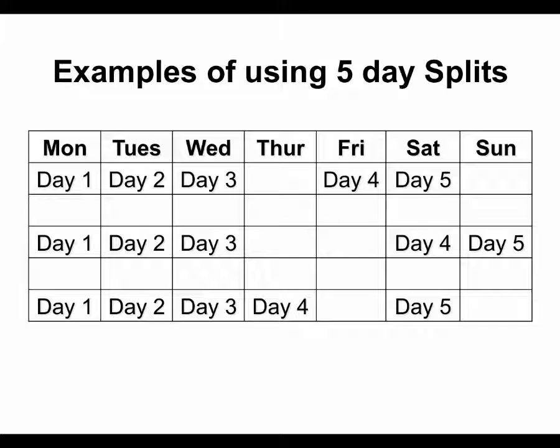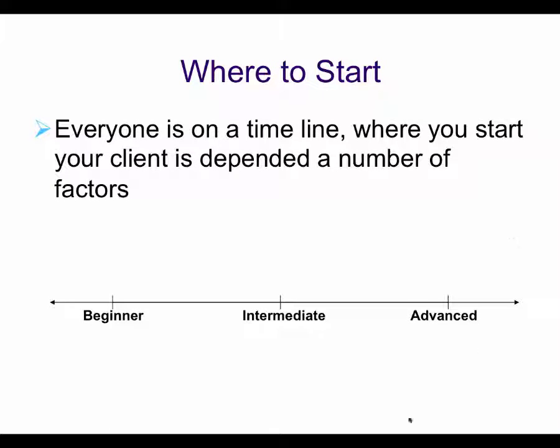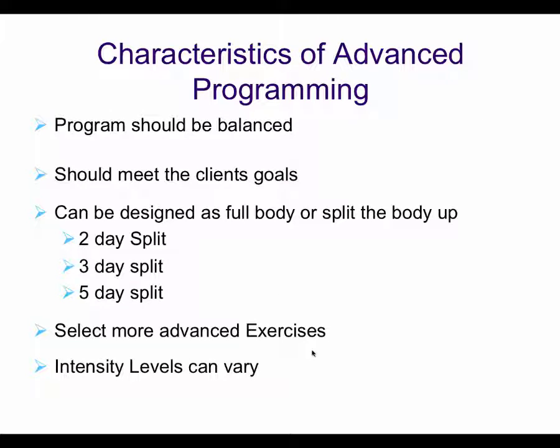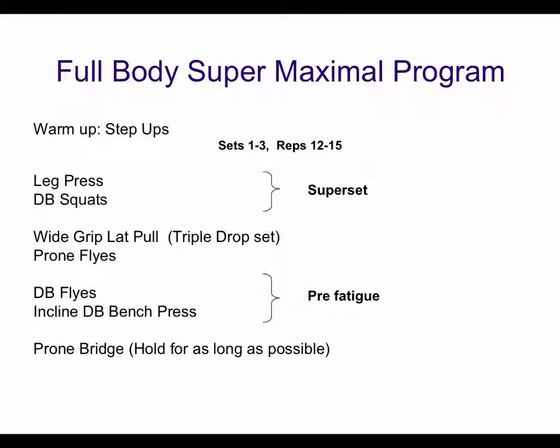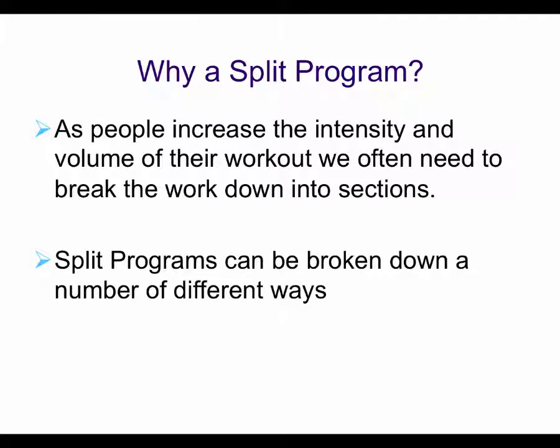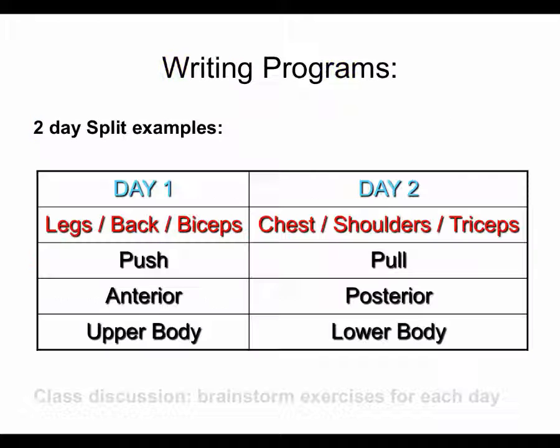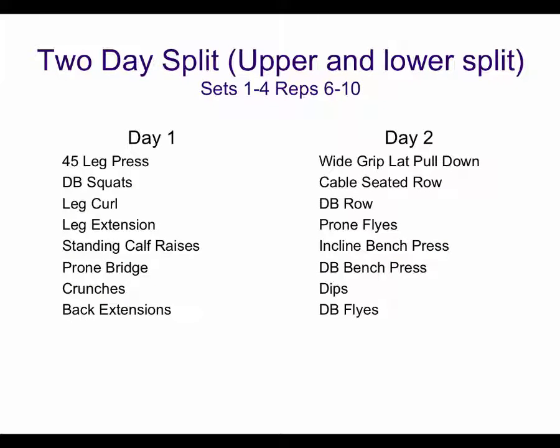Now, advanced programming is really open for your interpretation. Once the person is classified as advanced, how you put the program together is entirely up to you. There's no reason why you can't have the person on a full body program where they're training 2 or 3 times a week, and then you take them into your super maximal ways of training using your super maximal methods. You don't need to split the body up just because they're an advanced person, but if you choose to, my suggestion would be to look at 2-day splits and 3-day splits first before you go to the more advanced 5-day splits.